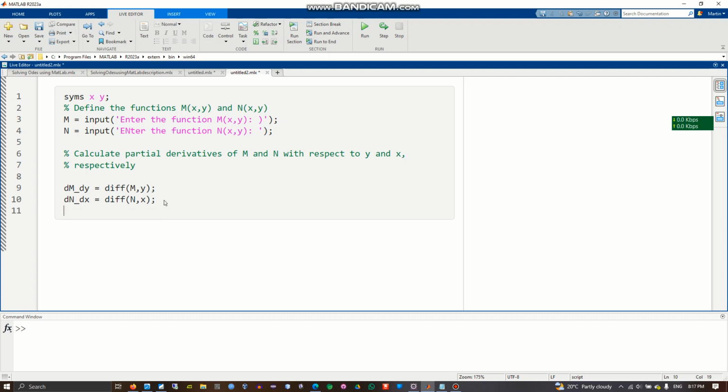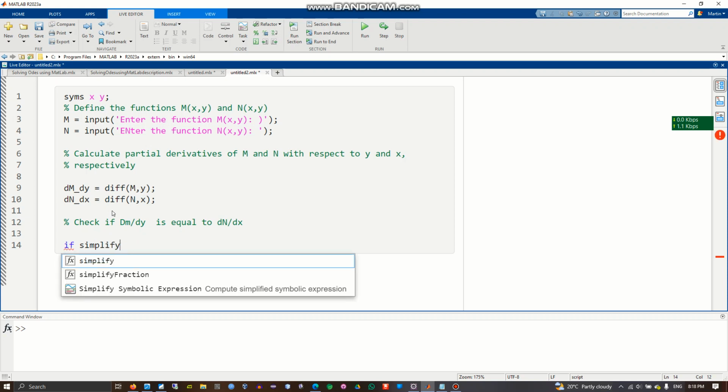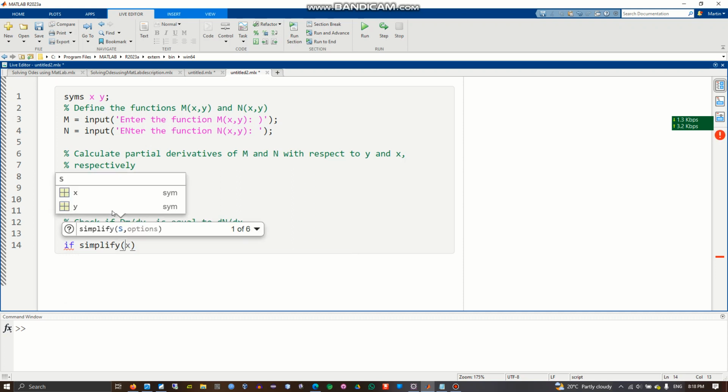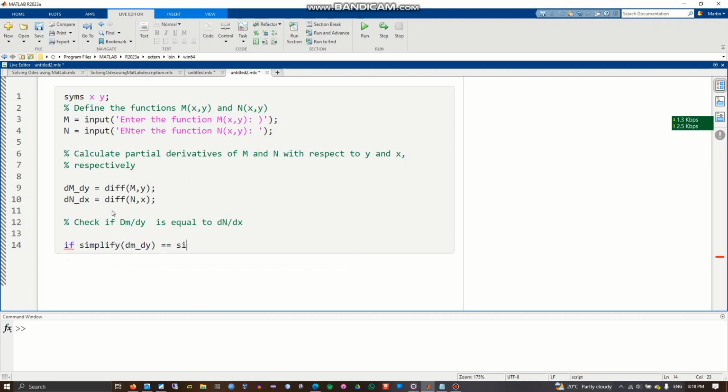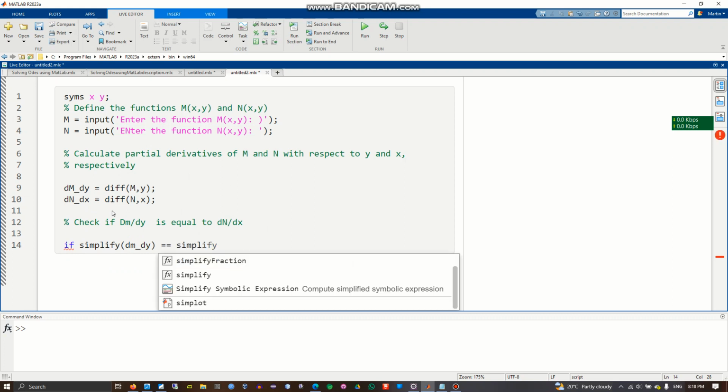So then we need just to check if this is equal to this. So let's have a comment: check if dM over dy is equal to dN over dx. We just use the condition if with simplify. We want to simplify this function so that we can see the solution. We want to simplify both of them.